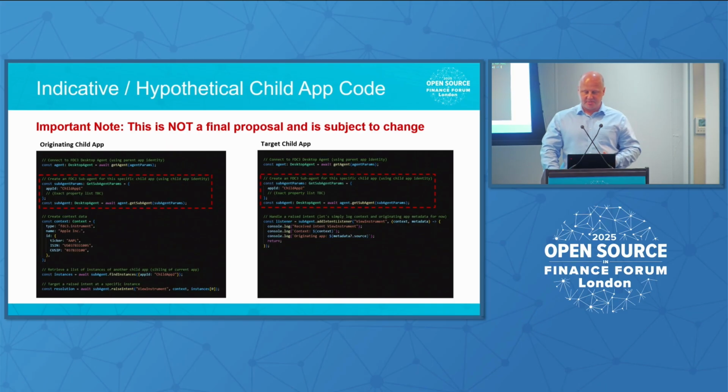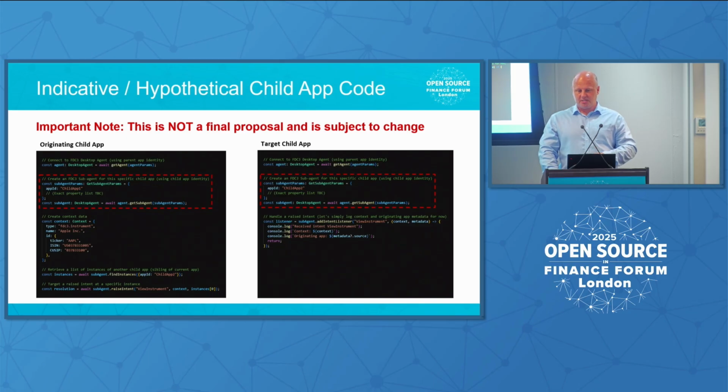Thereafter, the child apps can then use that subagent and use the existing FDC3 methods that we're already comfortable with using to communicate with one another. The key point is that the child apps are using the subagent here for the comms with the other child apps. They're not using the parent app desktop agents.